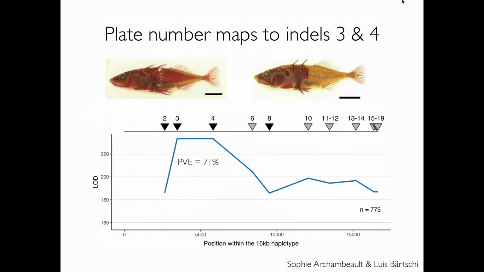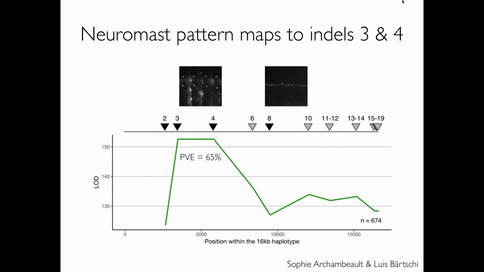Okay, so what about other phenotypes? Do we see that they map to the same or to different SNPs? Well, the neuromast pattern looks pretty much exactly like the plate pattern, where we see the strongest associations at the indels 3 and 4. They explain about 65% of the variation in the phenotype, which again is consistent with our previous linkage mapping results.